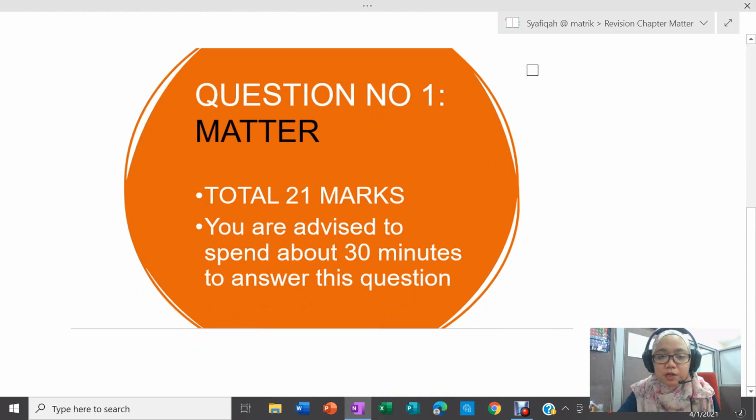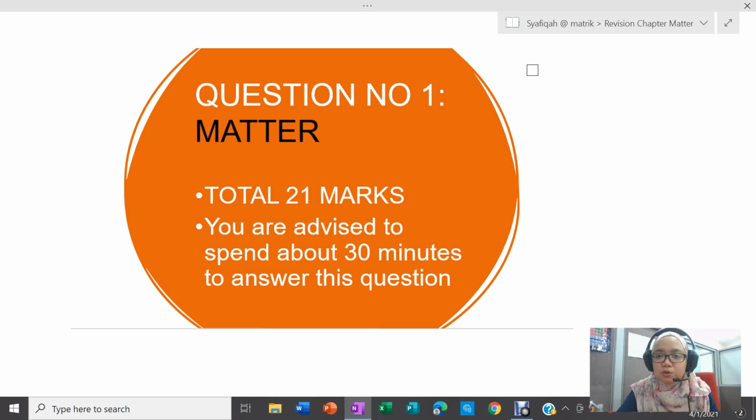For chapter 1, matter, it will be in question number 1 in your chemistry paper. There are a total of 21 marks for this question, and you are advised to spend about 30 minutes to answer it. Since this question contributes most of the marks in your chemistry paper, I hope that you can score a high mark and will not make any careless mistakes.